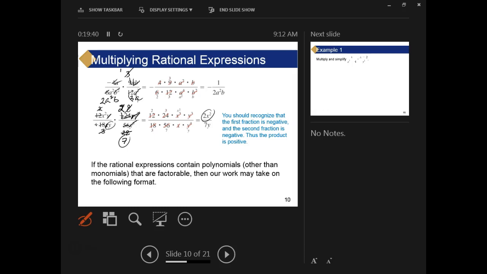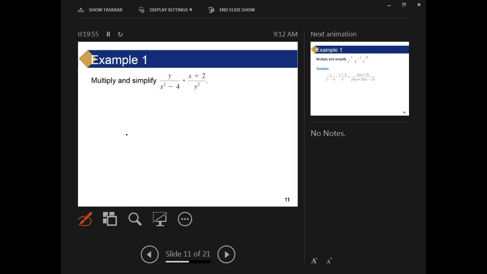If the rational expressions contain polynomials other than monomials, factor everything in sight, like we did here. Then your work may take on the following format, which, let's see if we could get the format done. It didn't do a format, but here we go. Here's example 1. What would you do first?